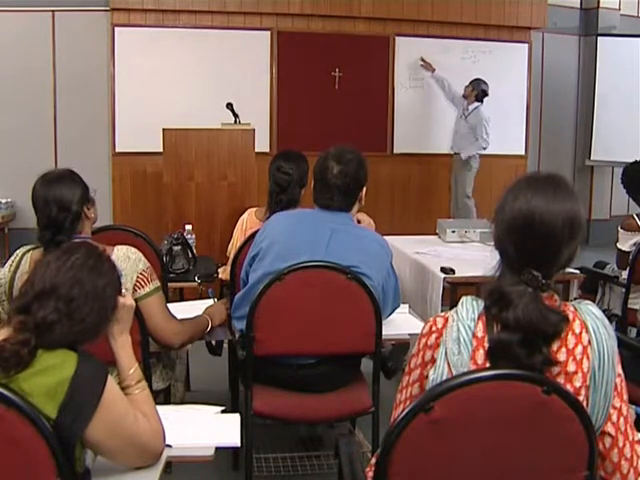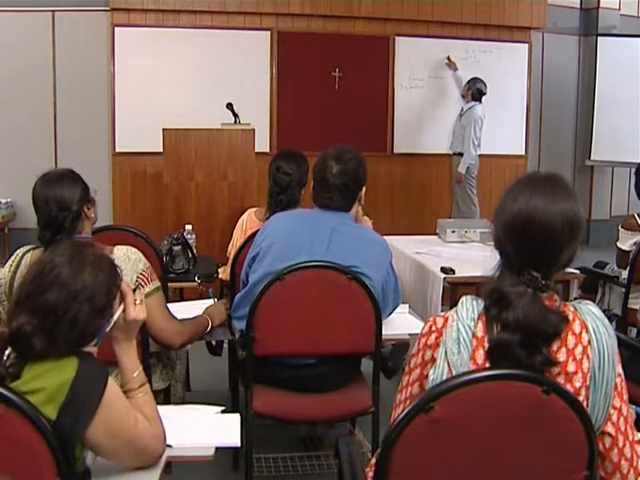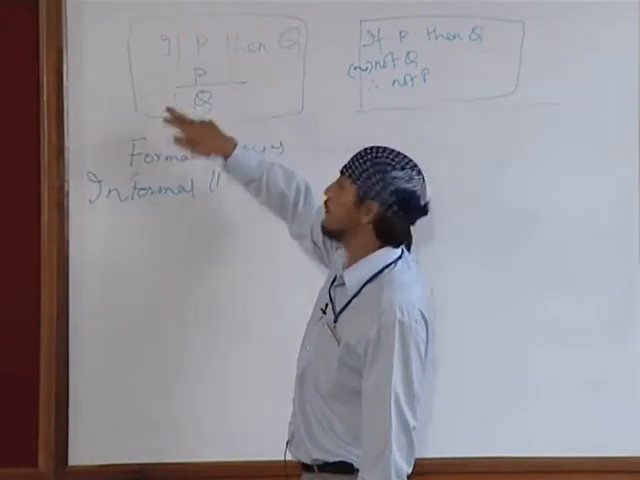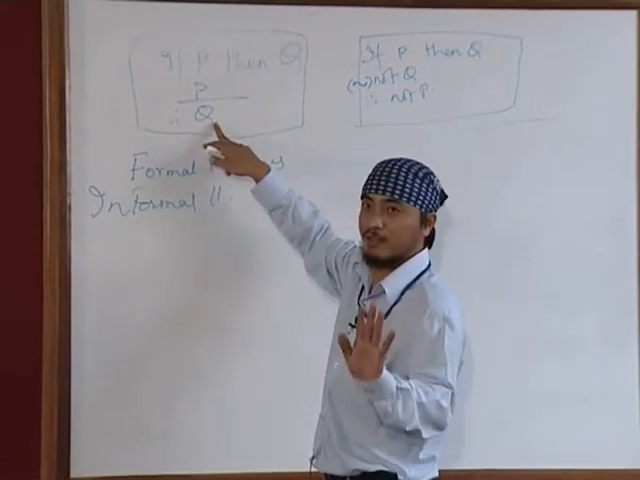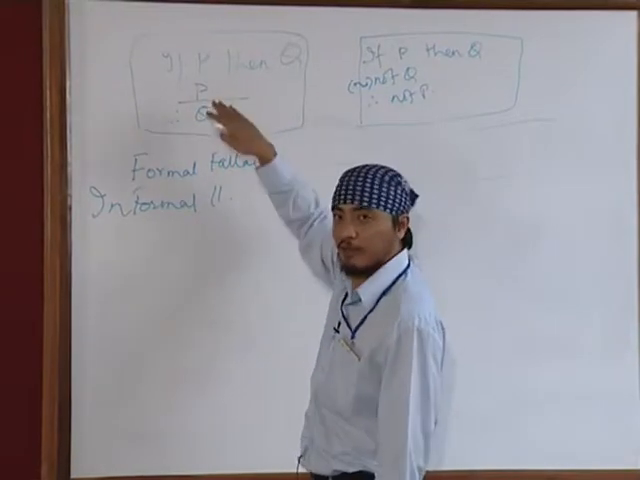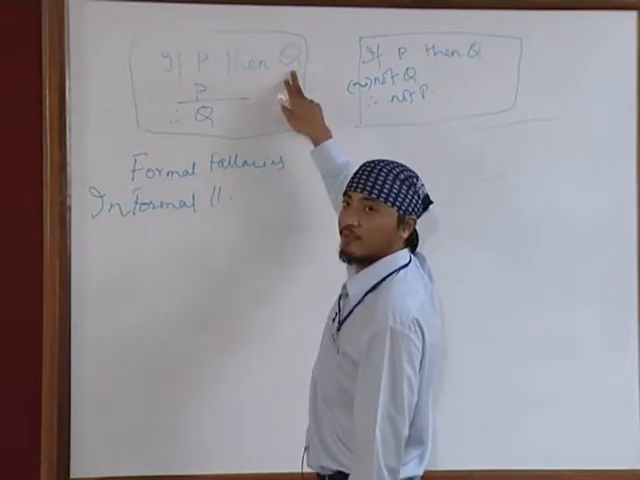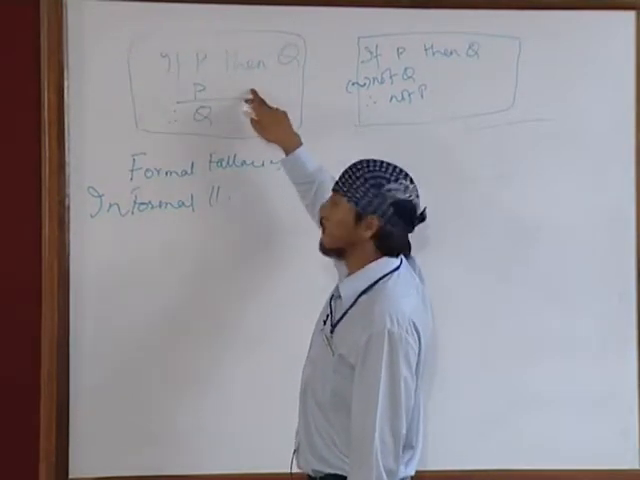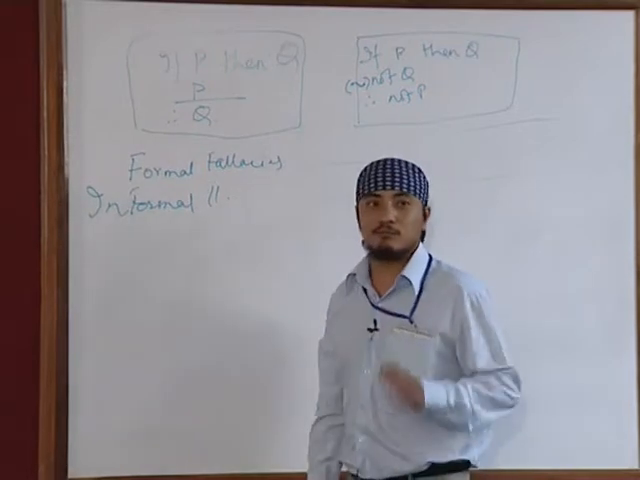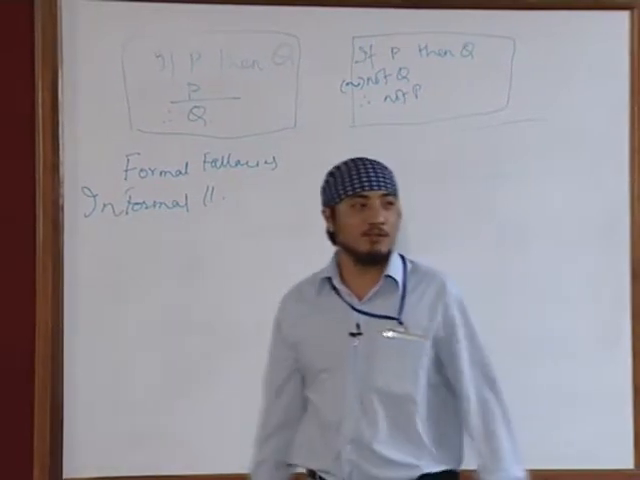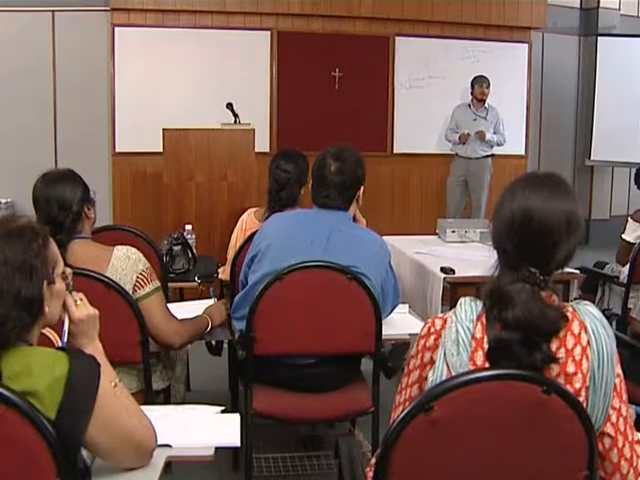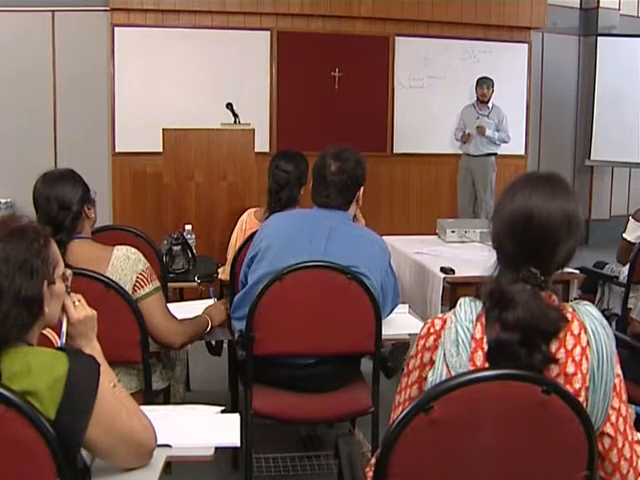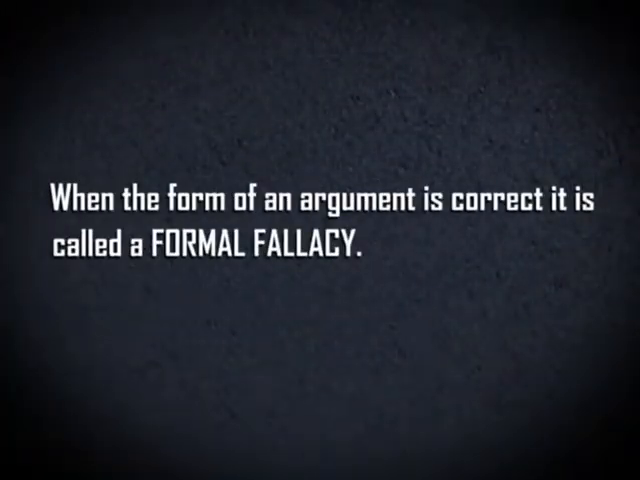If I say, for example, if it rains, then the ground will be wet. It has rained, therefore the ground is wet. Now this is fine. Now if instead of this, I use an invalid form and say, if it rains, then the ground is wet. Now supposing I place Q here: the ground is wet, therefore it has rained. No, it has not rained. Somebody took a bucket of water and just splashed it. The ground will still be wet. Right? So, if you are mistaken in the form itself, you have committed a formal fallacy.